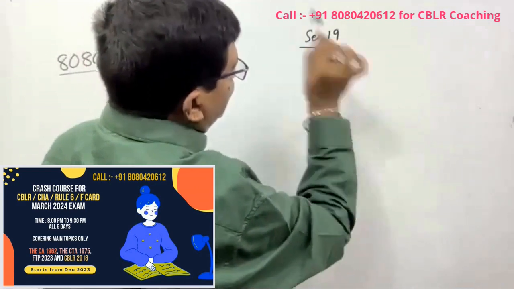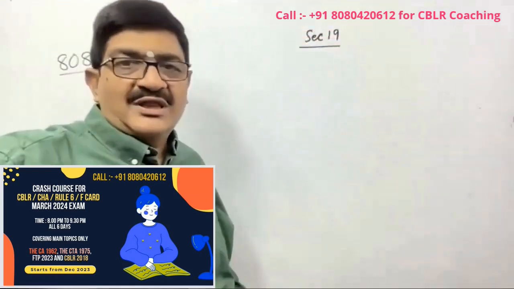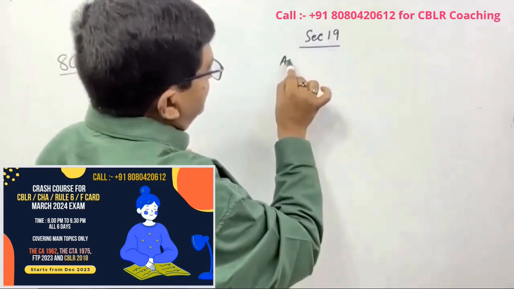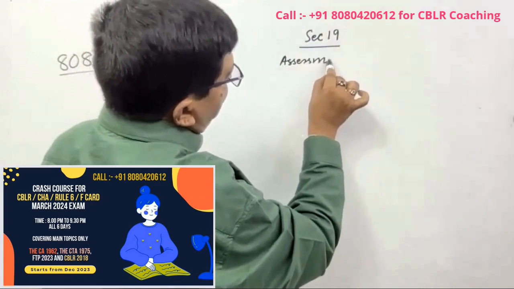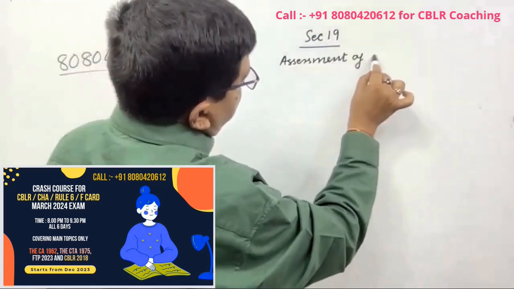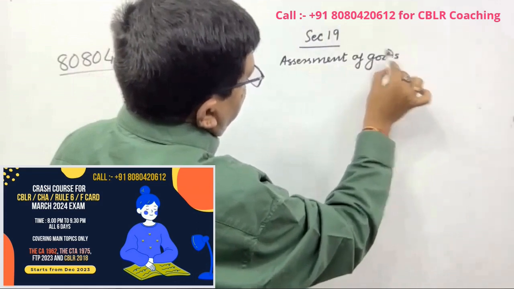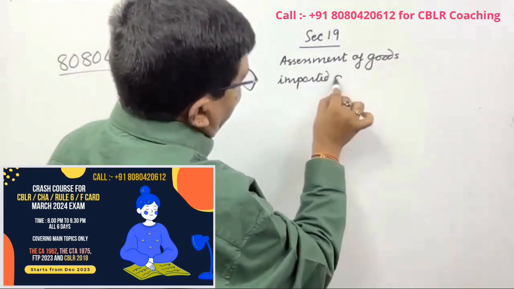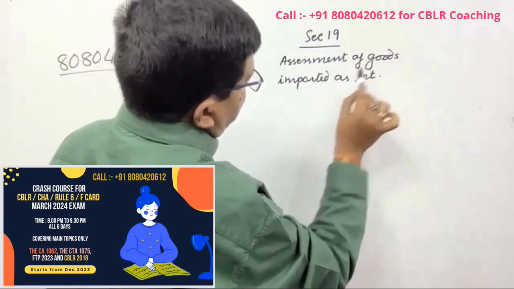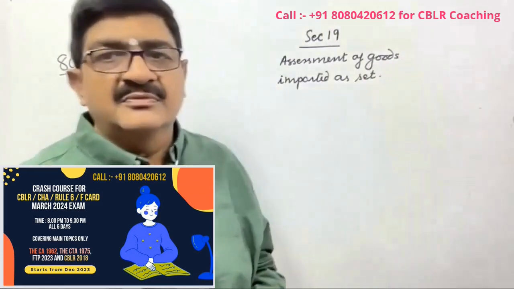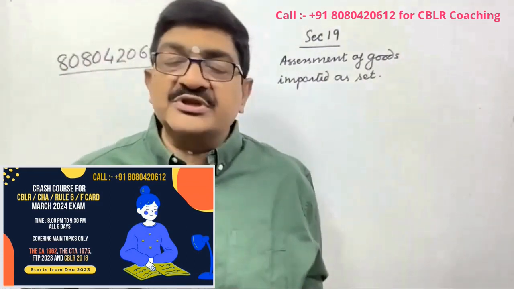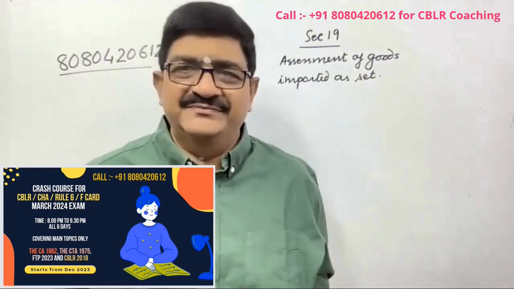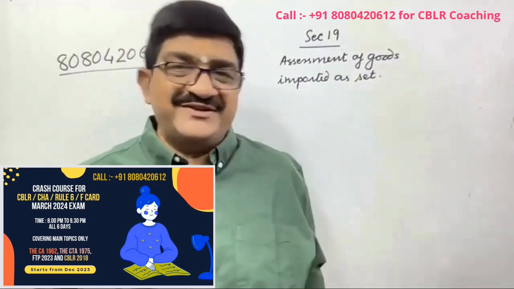So section 19: when does it become applicable? Or rather, what is section 19? This is assessment of goods imported as a set. Assessment of goods imported as a set. Right? Now, what is called a set?